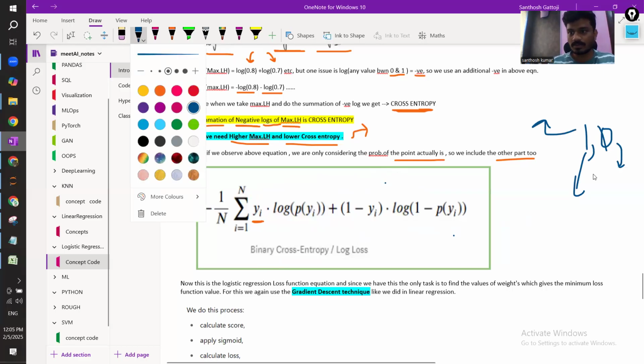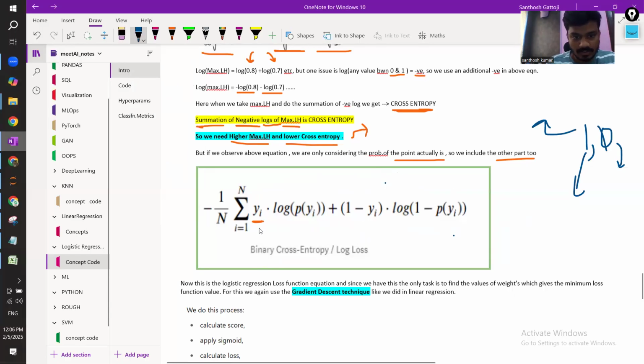So I hope you understood that. For 1, when you're using this, and for 0, 1 minus 0 will be this, and 1 minus probability of this. And whatever we understood, that is also getting valid if you observe, for class 1.